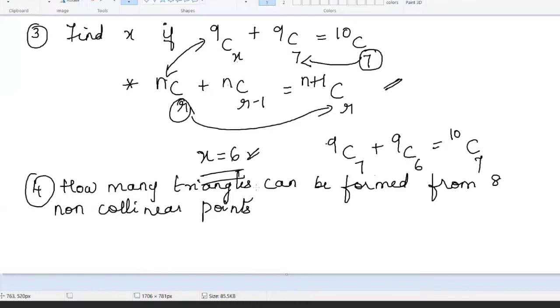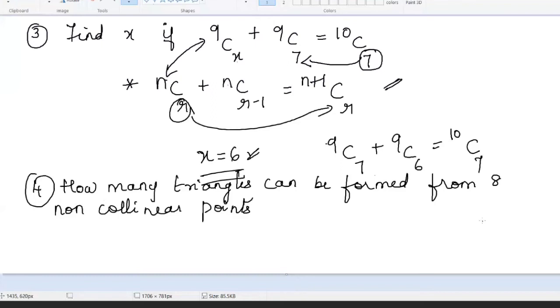There are 8 points and they have asked me how many triangles can be formed. To form a triangle, I require 3 points. So what is my answer? There is no K here. If K is there, the K word is what? Collinear. That means they have given that out of these, this many are collinear, lying on the same line. And the minimum number of points to be collinear is 3.